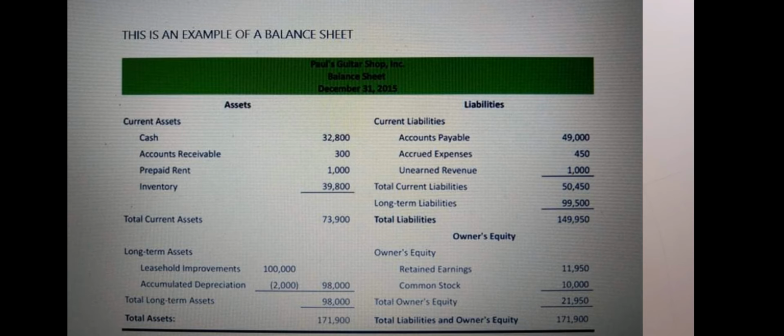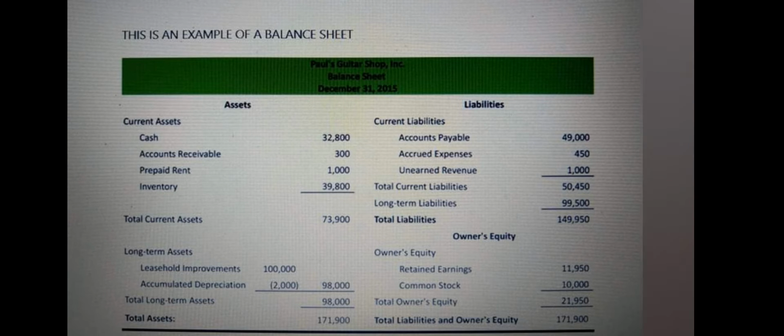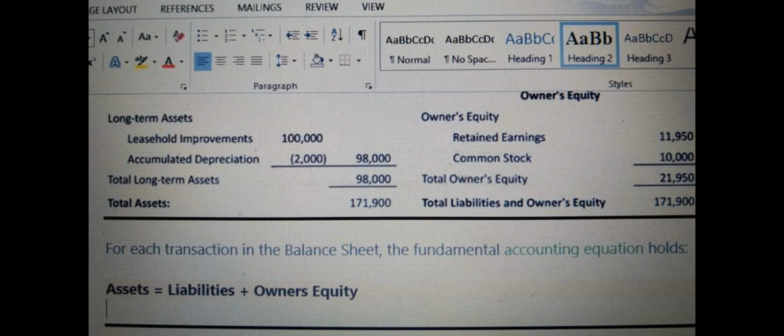Lastly is owner's equity. Often known as the owner's capital investment, it represents an entity's remaining interest in its net assets after deducting its liabilities. It's also an indication that the promoter has some skin in the game. Example business. This is an example of a balance sheet. For each transaction in a balance sheet, the fundamental accounting equation holds: assets equal liabilities plus owner's equity.